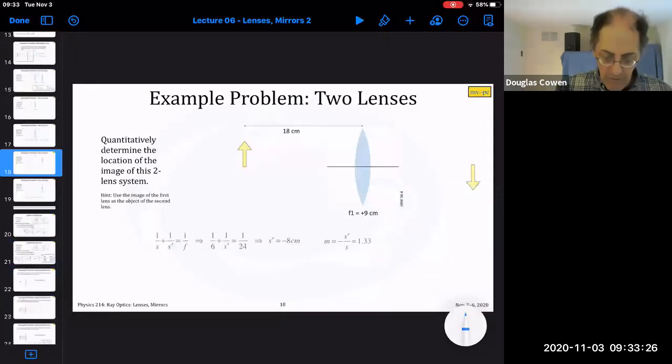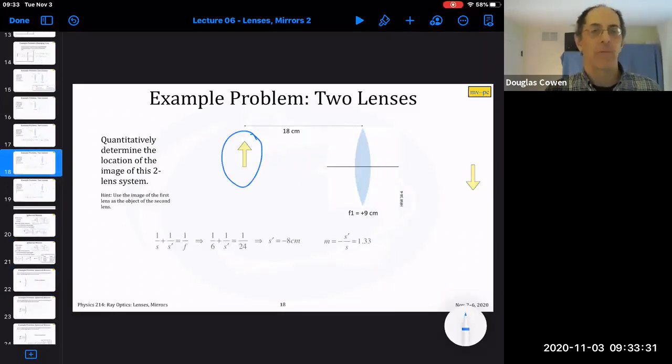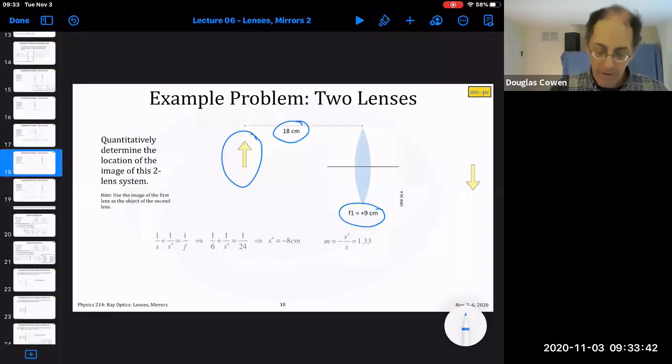So now we're going to use that image that we just created and just determined was there from the first lens as the object for the second lens. It will be a distance 18 centimeters away from the second lens, which has a focal length of 9 centimeters. I got this 18 centimeters here from the 10 centimeter separation between the lenses plus the 8 centimeters to the left of the first lens that this image appears. So that gives us 18 centimeters between the image of the first lens and the second lens.